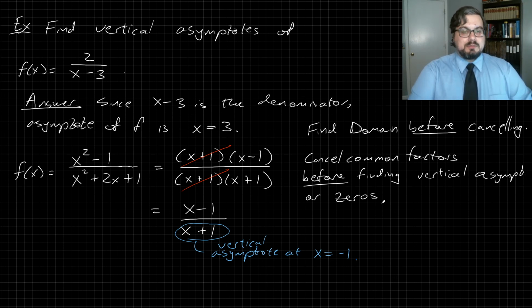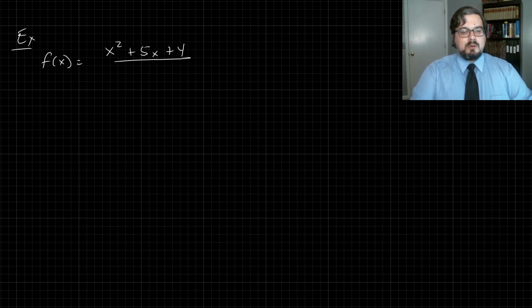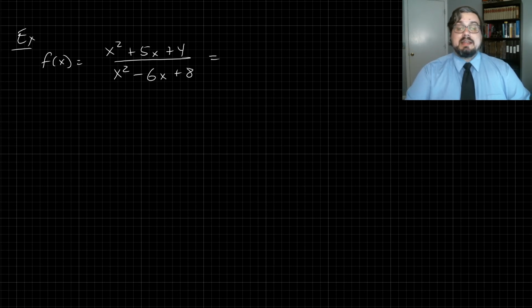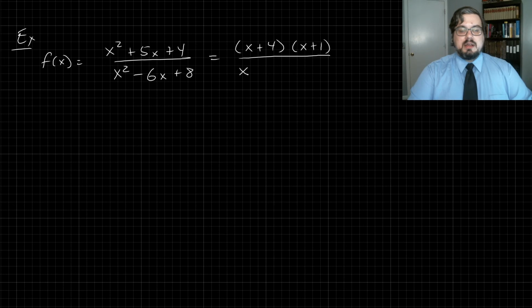Let's do one more example. Let's do f of x equals x squared plus 5x plus 4 over x squared minus 6x plus 8. And again, first thing we want to do is factor this. This happens to factor as x plus 4 times x plus 1 over x minus 4 times x minus 2. Now at this point, we would want to reduce it if there were any common factors. In this case, there aren't.